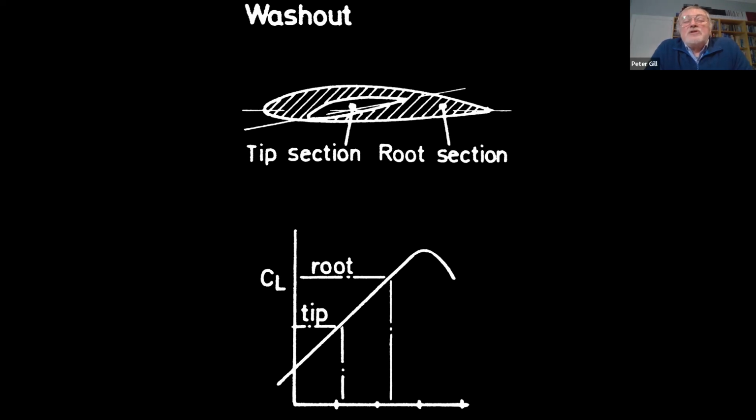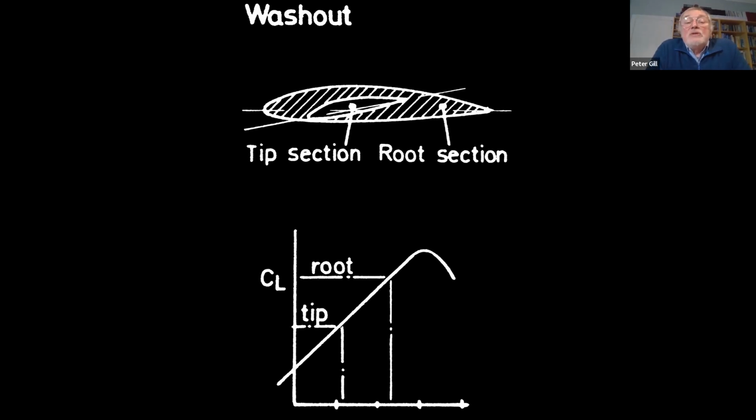Other modern ones, well, relatively modern, like the IS series from Yugoslavia, have very little washout. And I tried stalling an IS-30 and every time it dropped a wing. Not the right kind of glider to fly slowly. Okay, so that's just a quick diversion into why the tips varied.